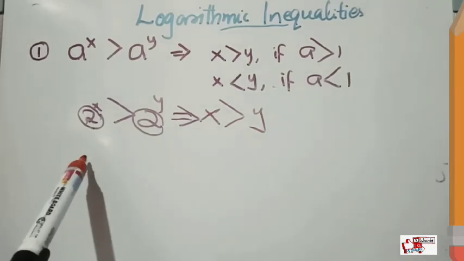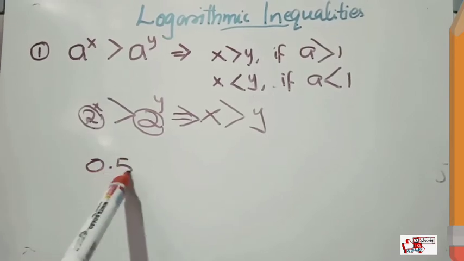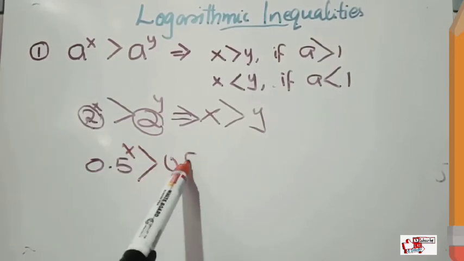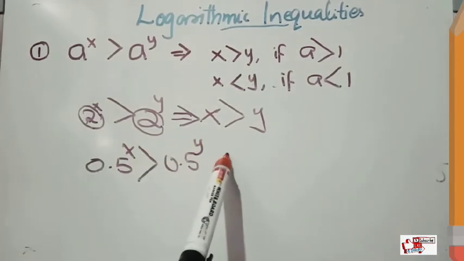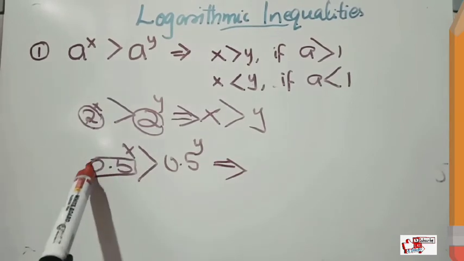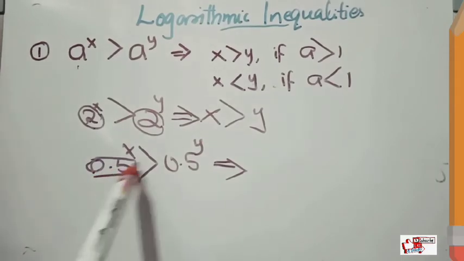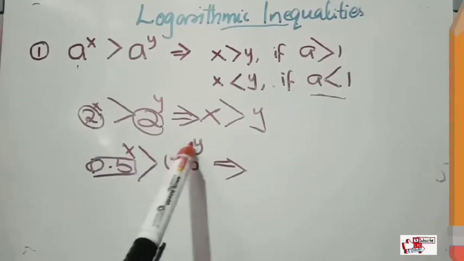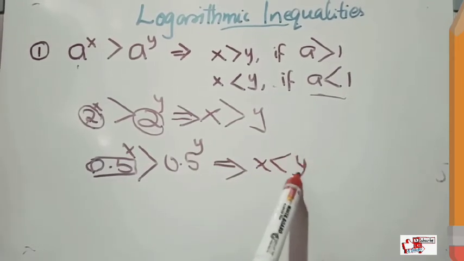Instead of that, if your question is 0.5 raised to x greater than 0.5 raised to y. When you consider this question, here the base is 0.5 instead of a, and it is smaller than 1. In such case, we get the result as x is less than y.